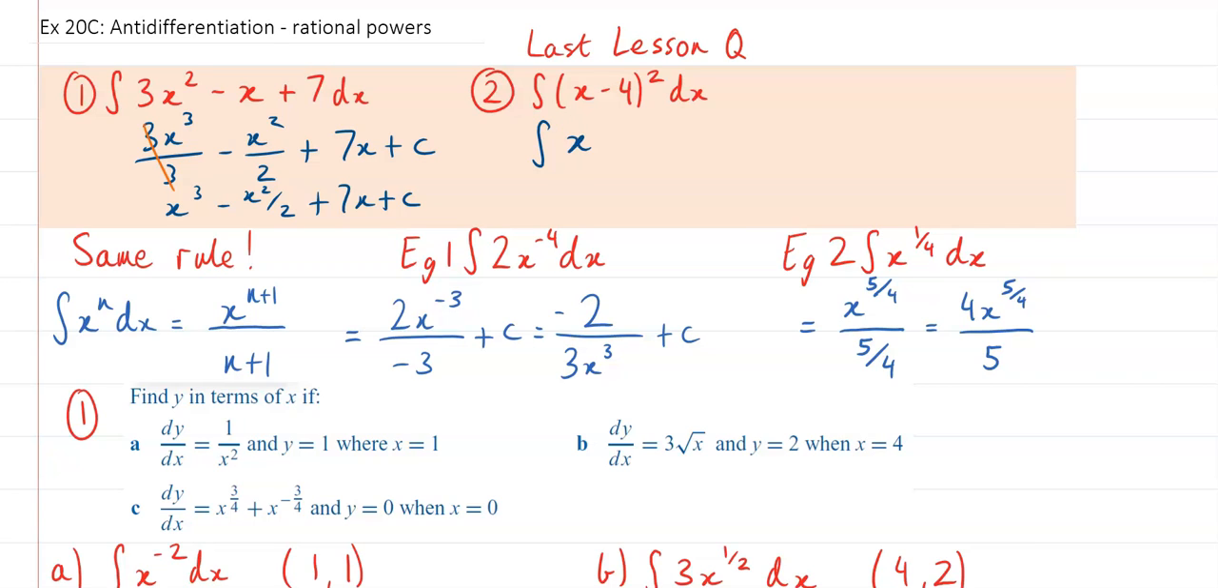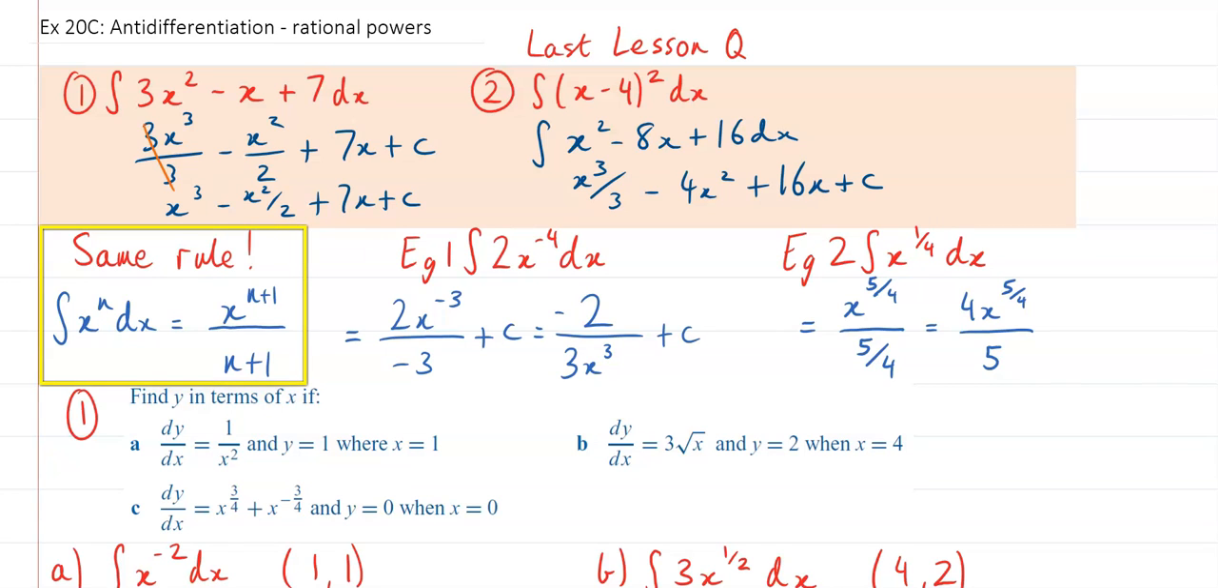Integration of x squared minus 8x plus 16 dx, so expanding first. And that's going to become x cubed over 3 minus, so we get 8x squared over 2, which will just become 4x squared, plus 16x plus c. So we're pretty confident with that process.